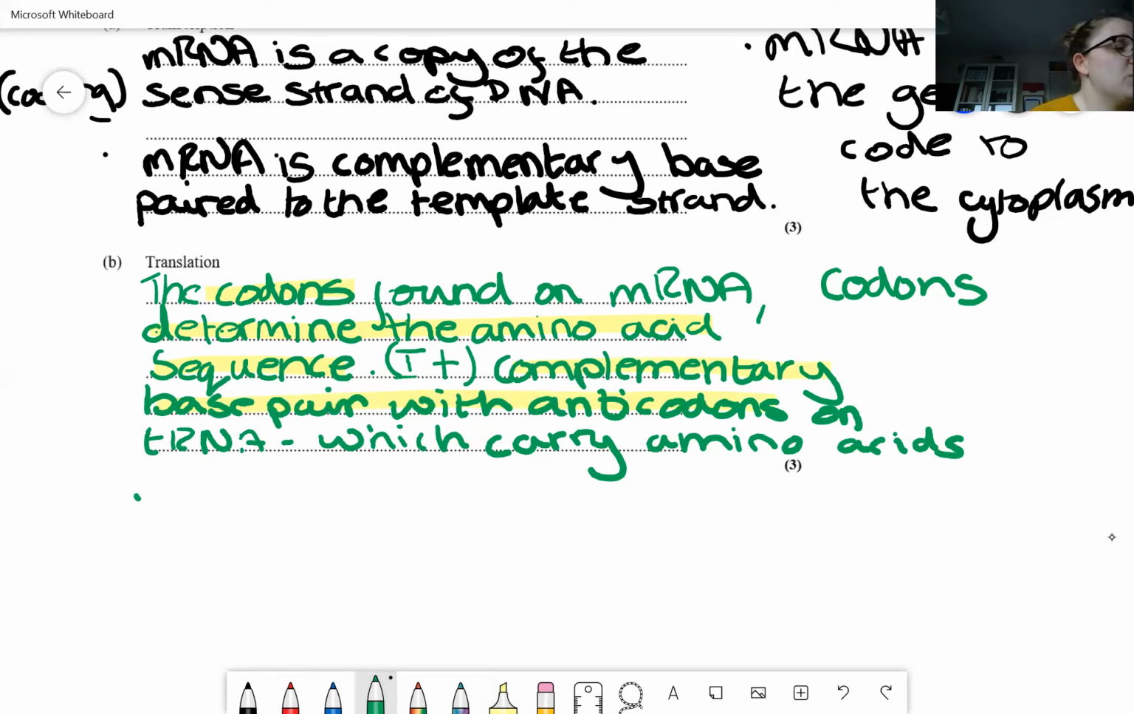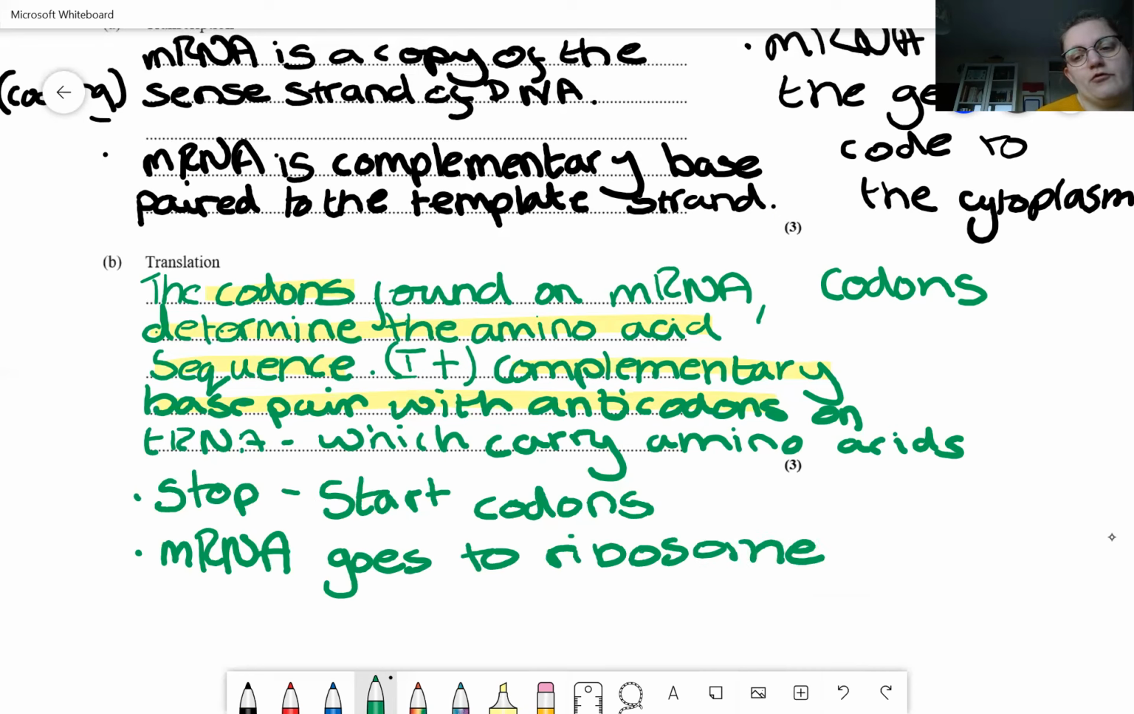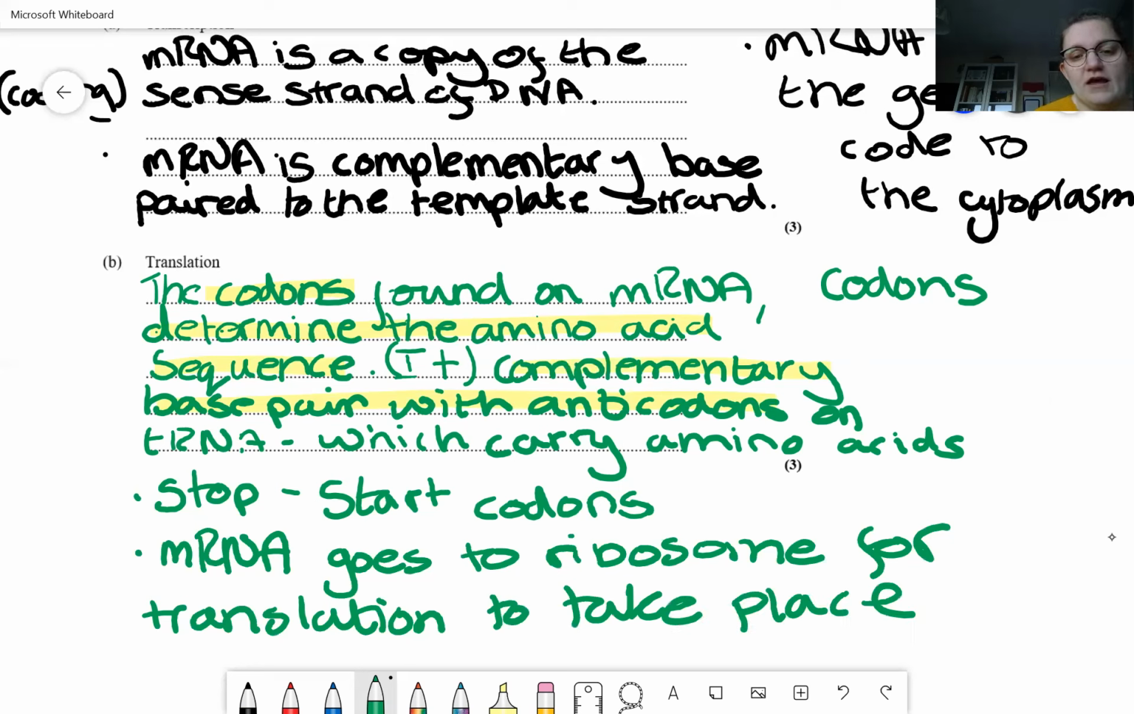Other things you could say in this situation here, anything that talks about stop or start codons. So you could say mRNA contains stop and start codons to initiate and terminate translation, or anything along the lines of mRNA binds, mRNA goes to a ribosome for translation to take place. And again, the marks that you get here is just my mention start and stop, and the word ribosomes in the right context would get you the mark there.